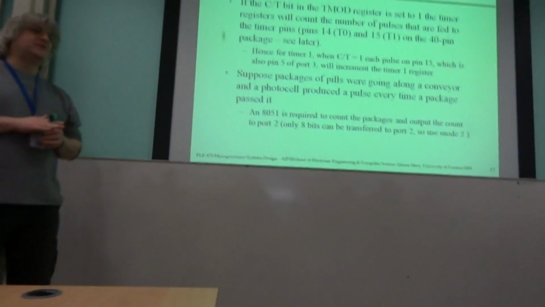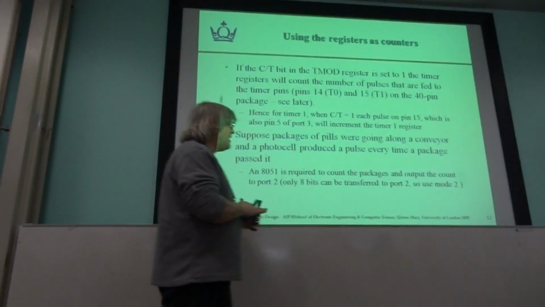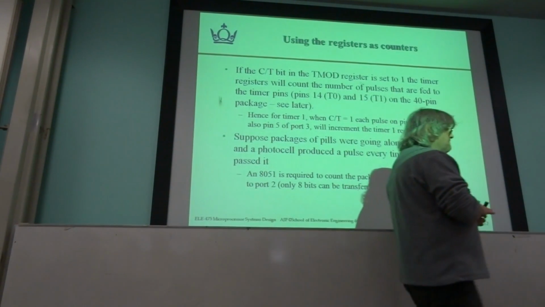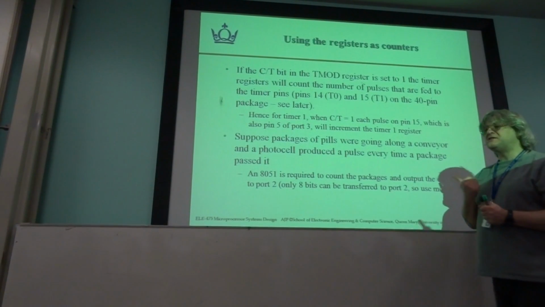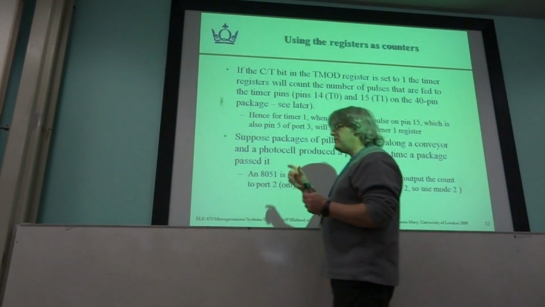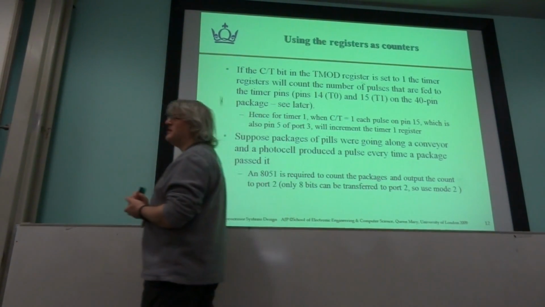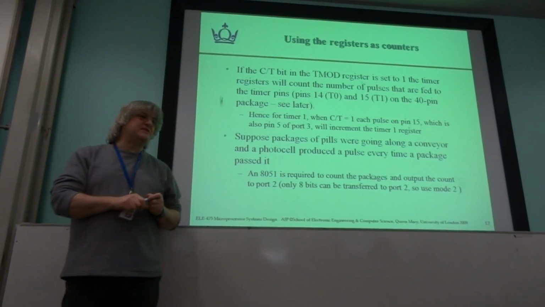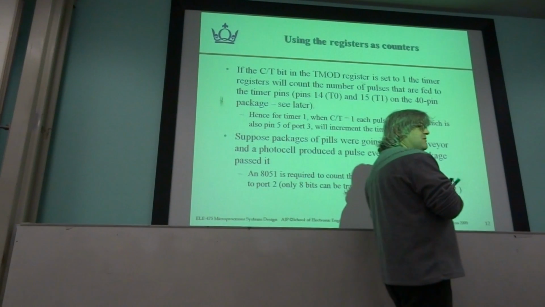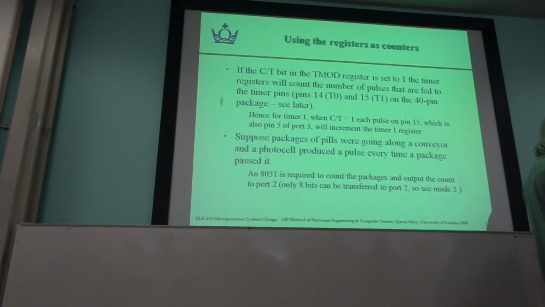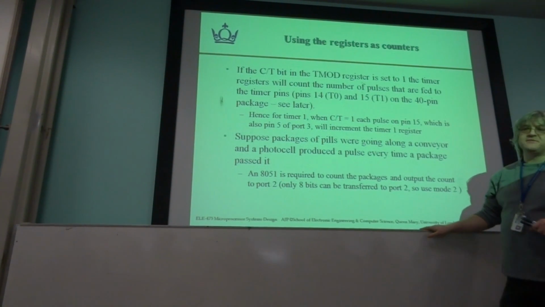Tcon to control the timers. Okay, so in the Tmod register, you've got 4 bits associated with each timer. 2 bits determine the mode itself. 1 bit determines the source of the clock pulses, which is the CT bit. C stands for count, T stands for timer.